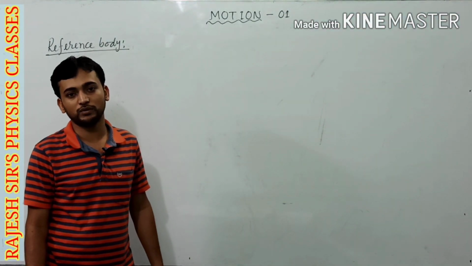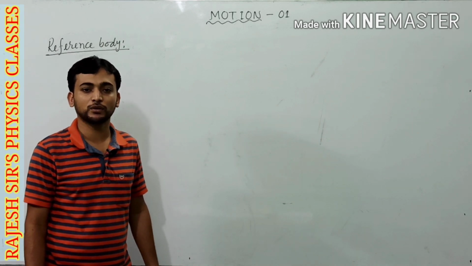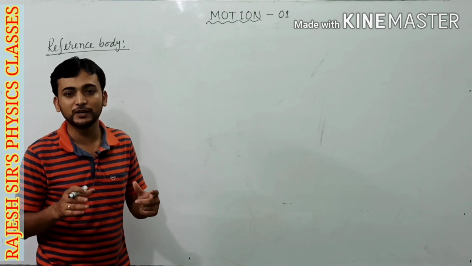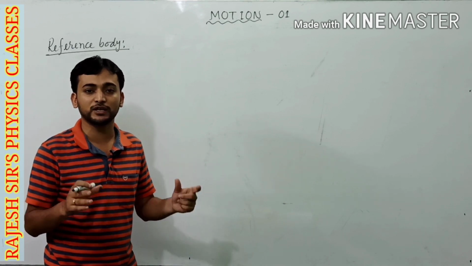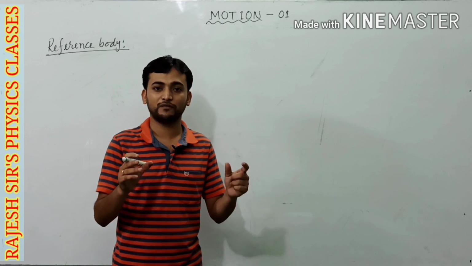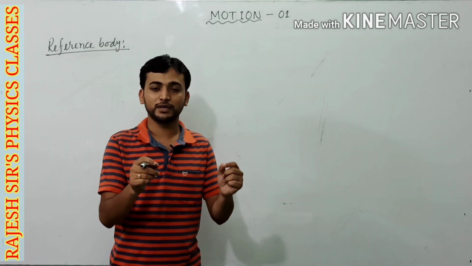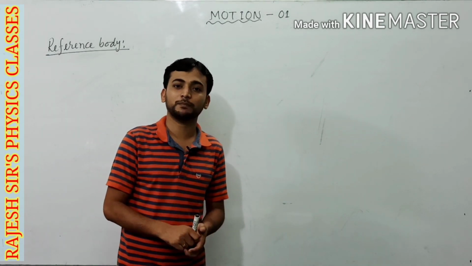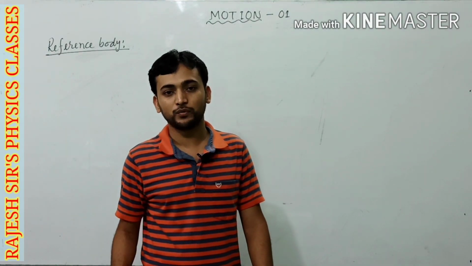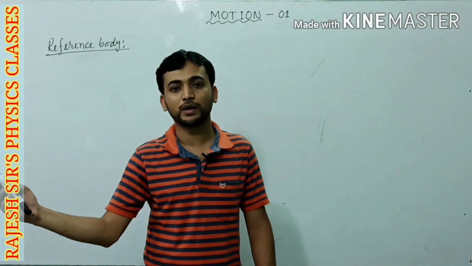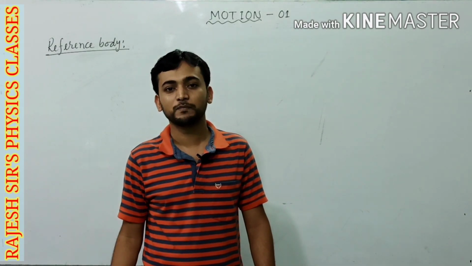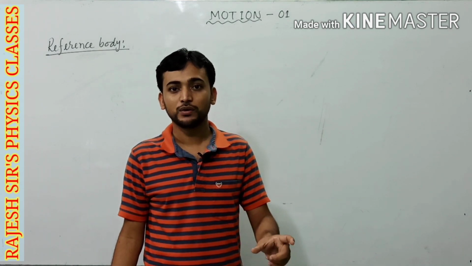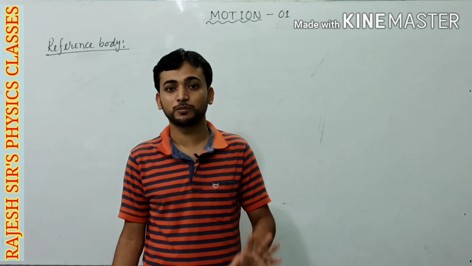Now we are going to talk about reference body. Reference body is also equally useful just like reference point. The only difference between reference point and reference body is that the size of the reference point is very small, whereas the size of the reference body is huge. As an example, you can consider a tree, and with respect to this tree you are going to analyze the motion of a bus. In this case the tree will be treated as reference body.